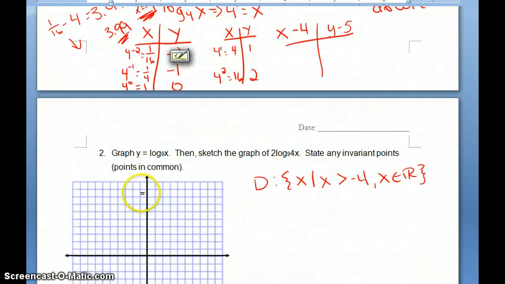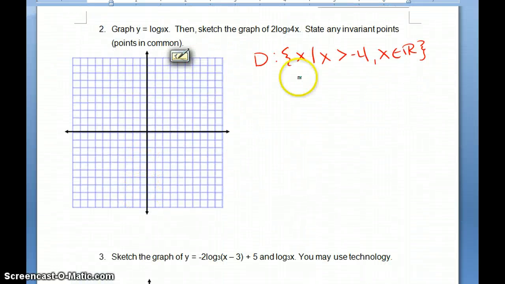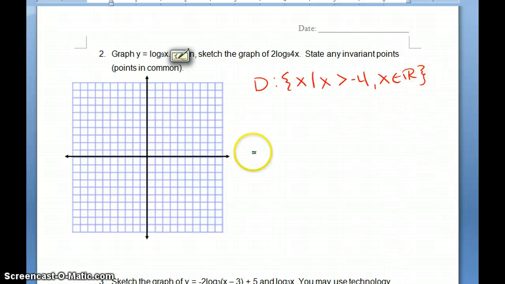So just by looking at that there, we can say that our domain there is x such that x must be greater than -4, where x is an element of all real numbers.